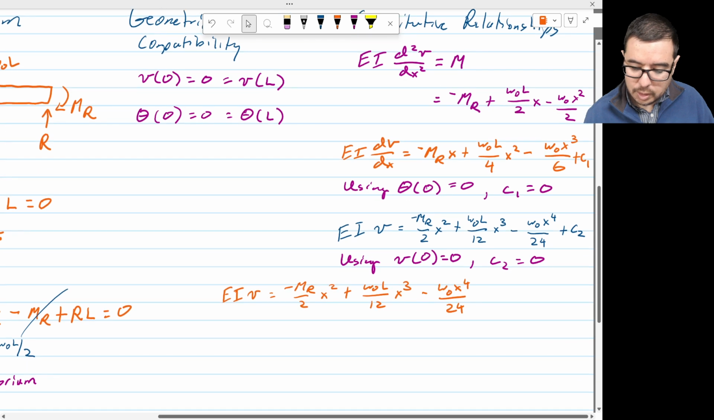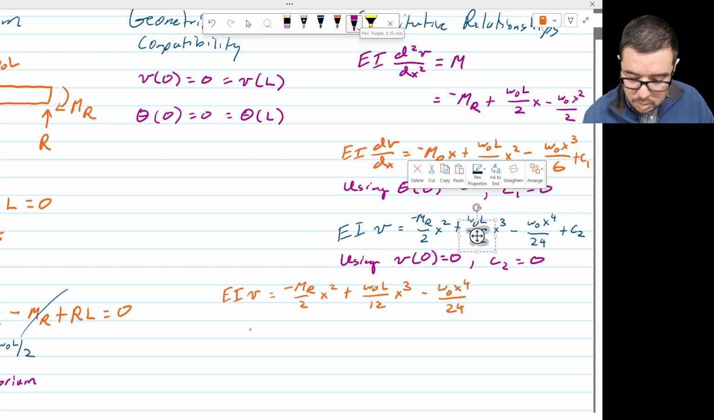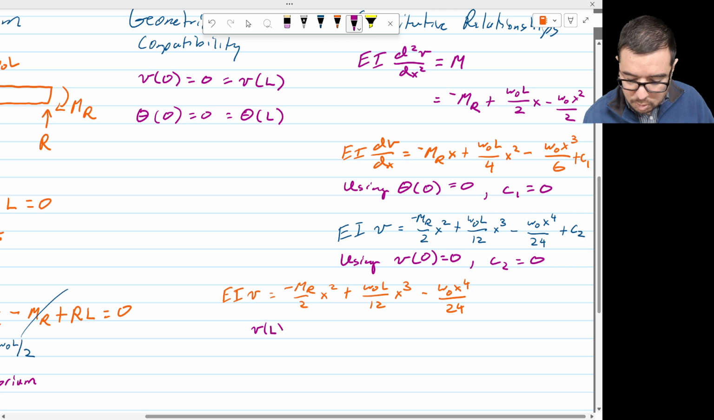So we can say the displacement at L is also equal to 0. And that one's maybe not as simple as C2 equals 0 or C1 equals 0, but we can plug in the numbers and we can solve for the M_R.